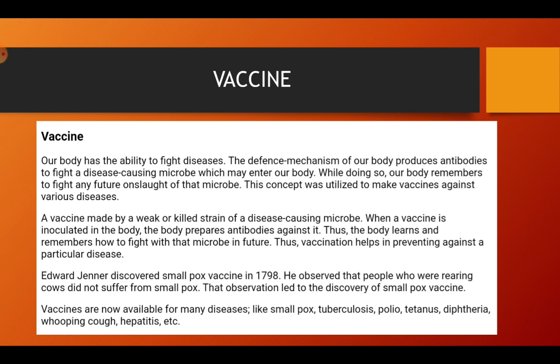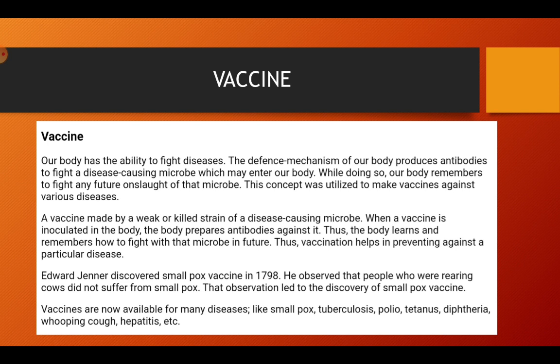So a vaccine is not a kind of medicine. Doesn't it surprise you that it is not a medicine? It is just the disease which you would be having; the dose of that disease or those microbes is given to you. A vaccine is made from a weak or killed strain of a disease causing microbe. When a vaccine is inoculated, meaning injected in the body, the body prepares antibodies against it. Thus the body learns and remembers how to fight that microbe in future, and vaccination thus helps in preventing a particular disease.